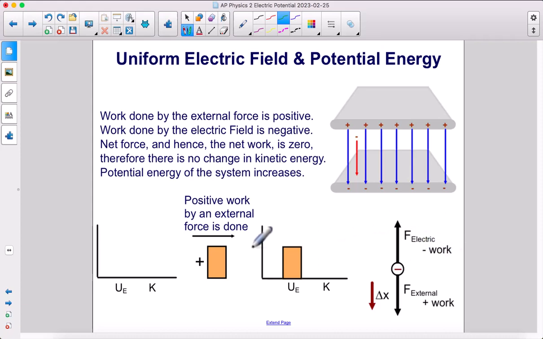We start out with no energy when the charge is at rest by the positive plate. But then this external force does positive work, increasing the energy of the system, and it's stored as potential energy.